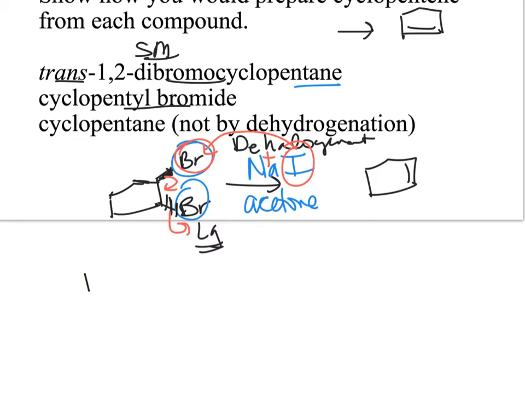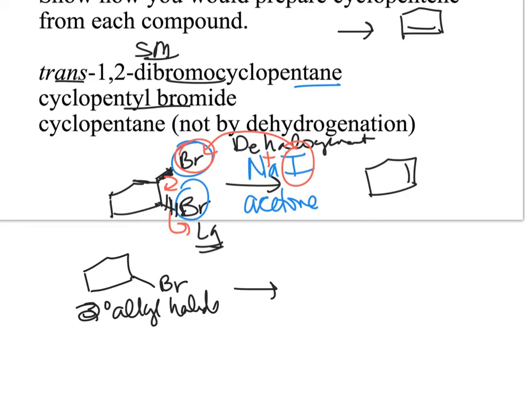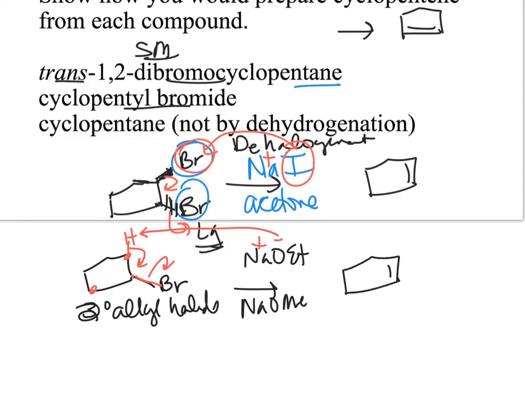Okay, the next one is cyclopentyl bromide. So this is what? This is a secondary alkyl halide. So for a secondary alkyl halide, it doesn't matter what base we use, so we can just use sodium ethoxide or sodium methoxide. And so this is your carbon-bromine bond. So you look at the neighboring carbons, and you're going to remove one of those hydrogens. You will get Zaitsev's product, which is the more substituted, but in this case, you can only get one product, and that's the desired product, cyclopentene.